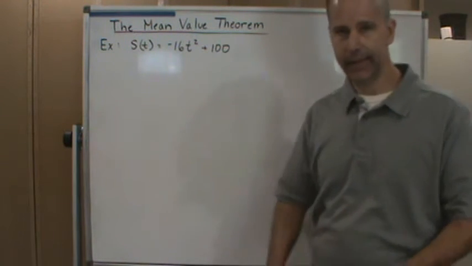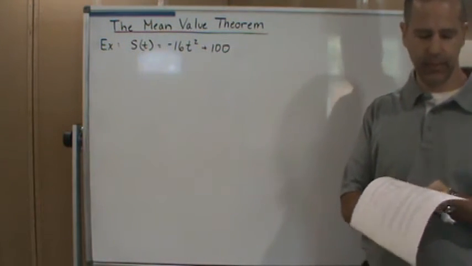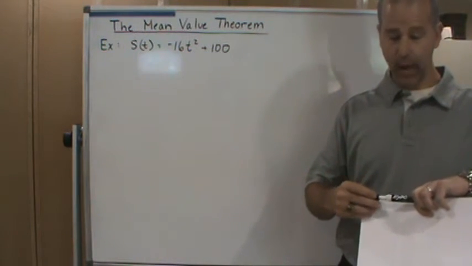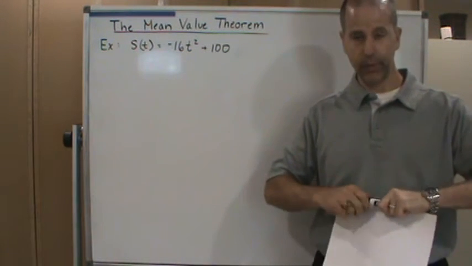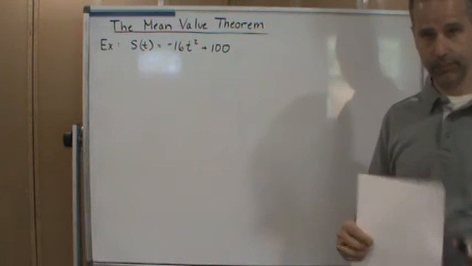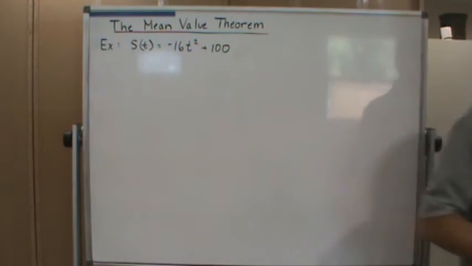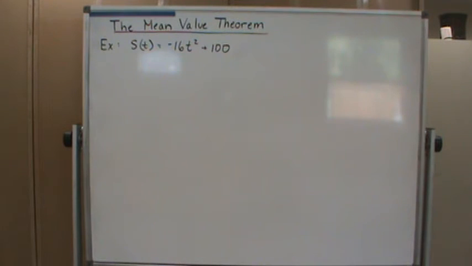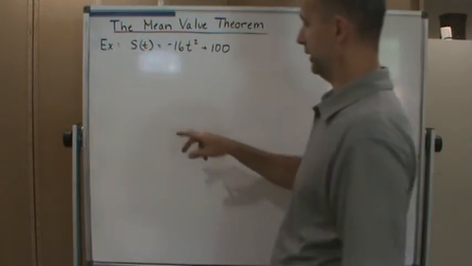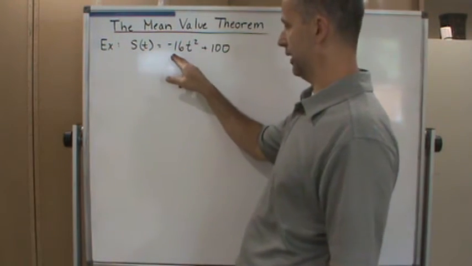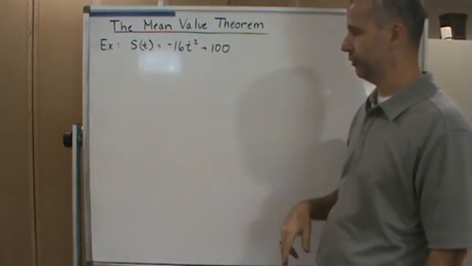Okay, so welcome back. Now, in this example, the setup is that we have a rock and we're dropping the rock from an initial height of 100 feet. The position of the rock t seconds after it is dropped is given by the position function here on the board. s of t is equal to negative 16 t squared plus 100.